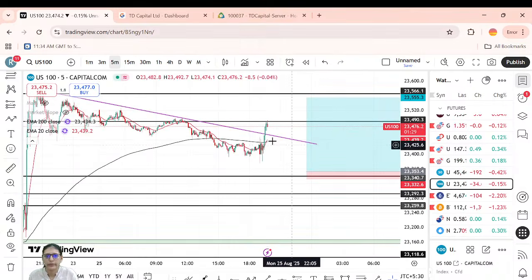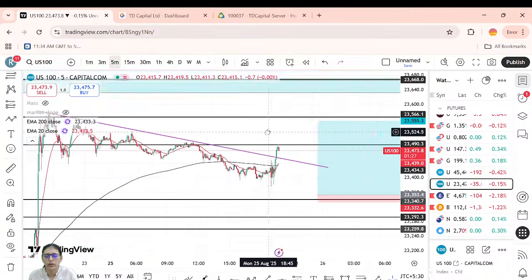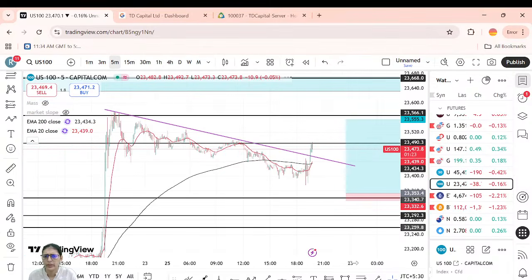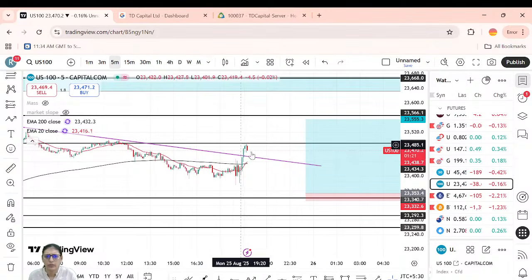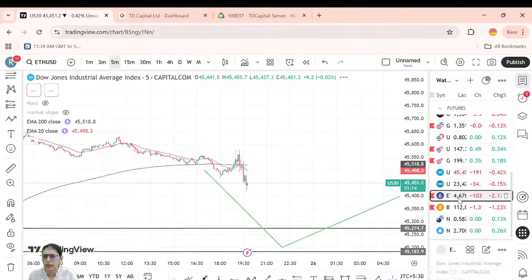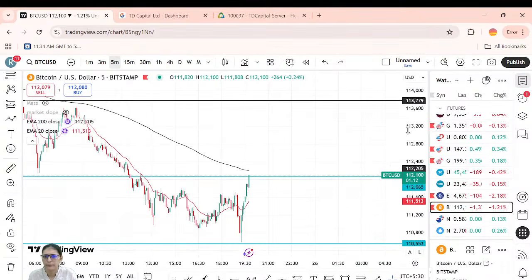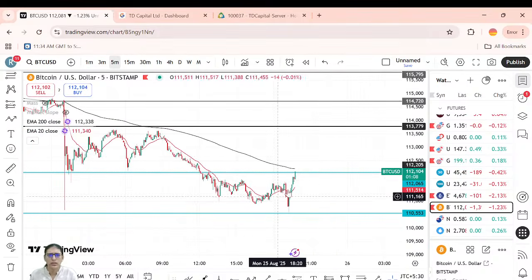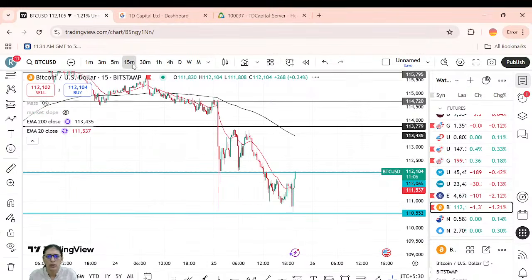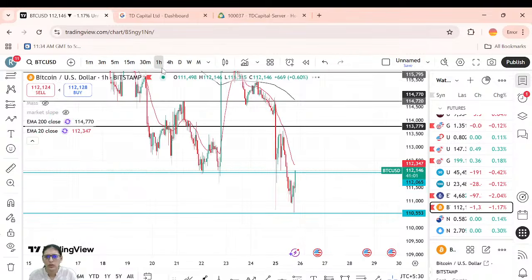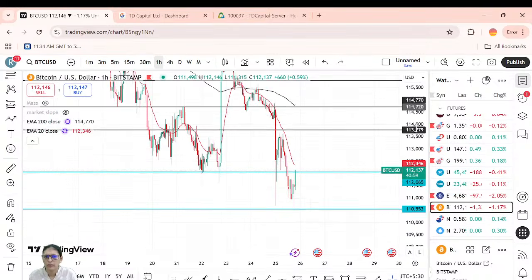All right. US 100, we've already discussed it, right? If you get it at retest, you can plan a bullish trade. Ethereum, BTC, you are seeing, right? BTC again, this is a strong level. What is happening at 15 minutes? What is happening at 30 minutes? 1 hour.